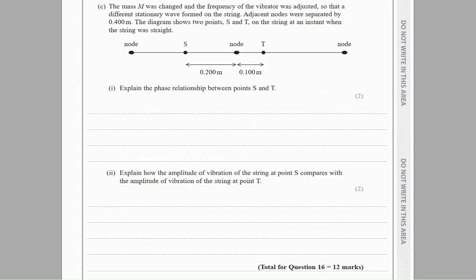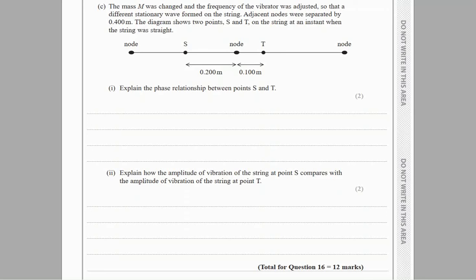Part C says the mass M was changed and the frequency of the vibrator was adjusted so that a different stationary wave formed on the string. Adjacent nodes were separated by 0.4 meter. Okay. The diagram shows 2 points S and T on the string at the instant when the string was straight. Explain the phase relationship between point S and T.